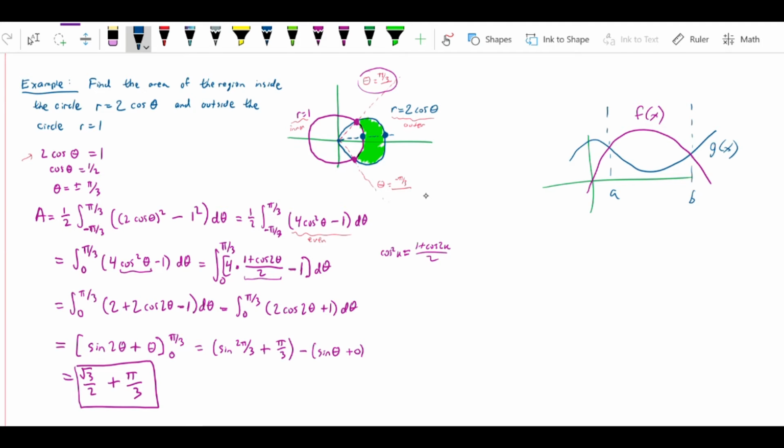The next thing that I know is going to confuse people is how we determined which was the inner curve and which was the outer curve. So try to understand this technique that I gave you, where you draw a radial line outward through the region, and the first curve you intersect will be the inner curve, the second curve you intersect will be the outer curve.